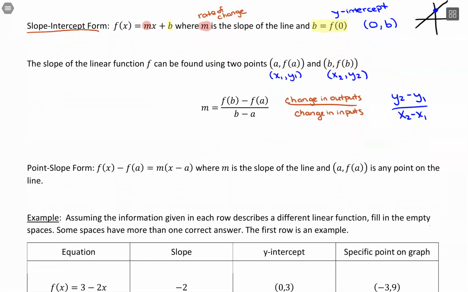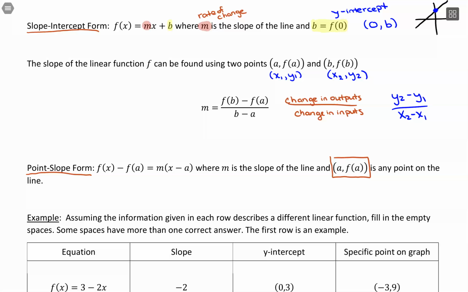Another way that we can express a line is with point-slope form. From the name, as you can imagine, when we see this form, you can see a point, a coordinate, as well as the slope. So we have this f of x minus f of a, which is going to be an output from a coordinate that we have, equals our slope m times, in parentheses, x minus a, where a would be the x value for that point.